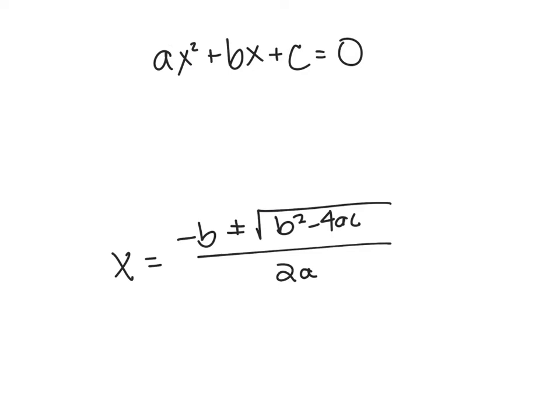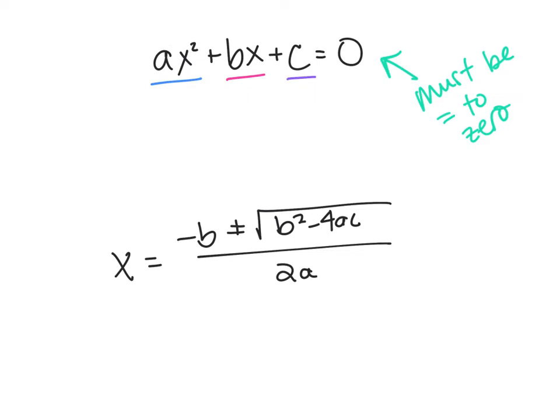So for the quadratic formula, first off, just like factoring, the equation must be equal to 0. And then from there, you're in standard form. So notice we have ax squared plus bx plus c, then has to be equal to 0.